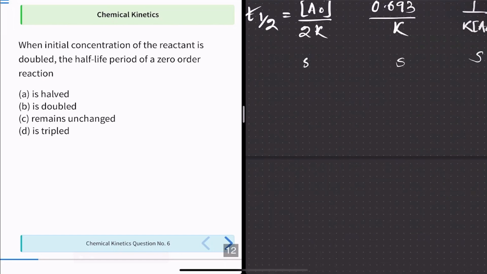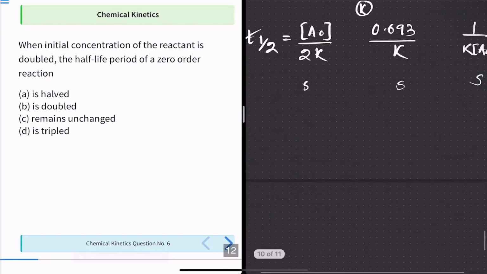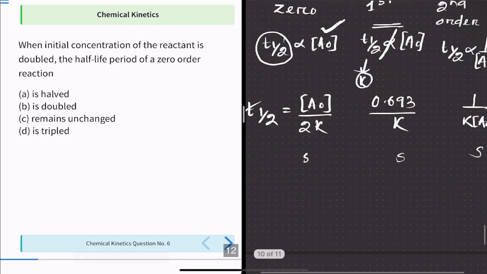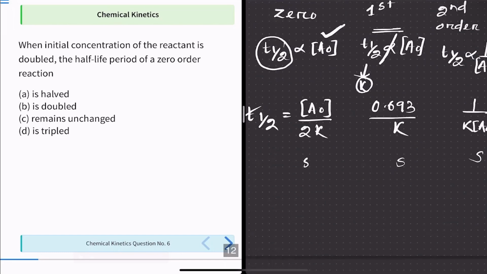So when the initial concentration of the reactant is doubled, the half-life period of a zero order reaction. For zero order reaction, we know that T half is directly proportional to the initial concentration. If the initial concentration is doubled for zero order reaction, the half-life will also be doubled. So the answer would be option B. The T half is doubled.